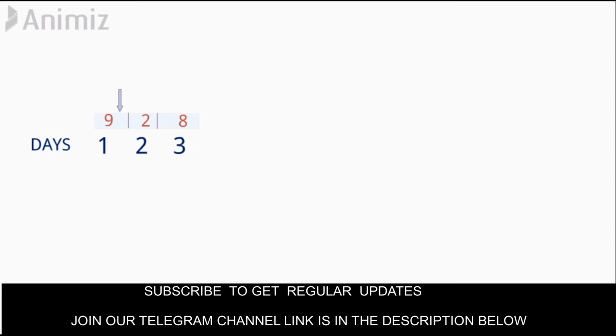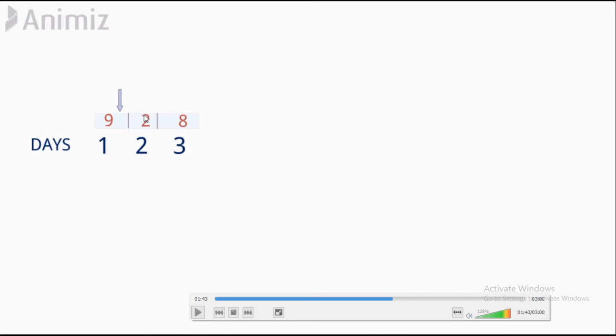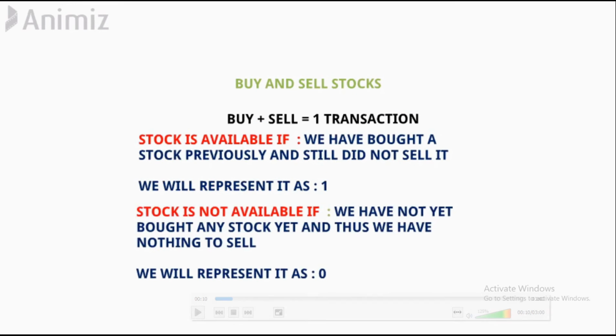So in this case, we can see that if I buy a stock on the second day and sell it on the third day, I would surely make a profit of 6 rupees. And there is no other case possible in it. We can only do one transaction. Remember, buying plus selling would lead to a complete transaction.